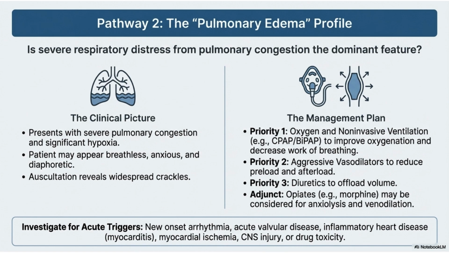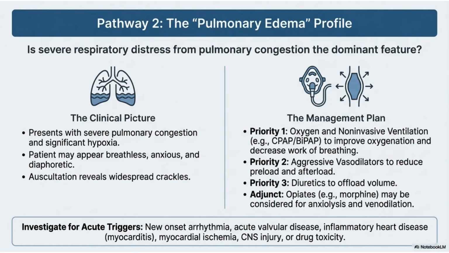So a lot of things can cause this flash flood in the lungs. A new arrhythmia, severe structural problems like valvular heart disease or VHD, acute myocardial ischemia, inflammatory heart disease, even a neurological event like a CNS injury or sudden drug toxicity. It's all about pressure building so fast the lungs just can't cope.